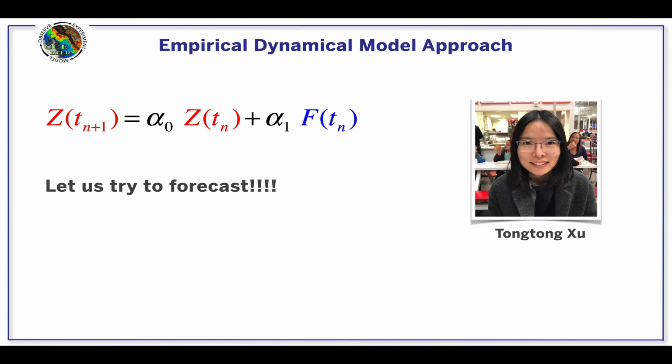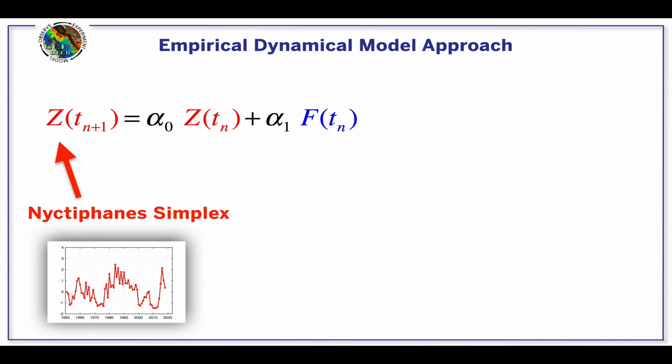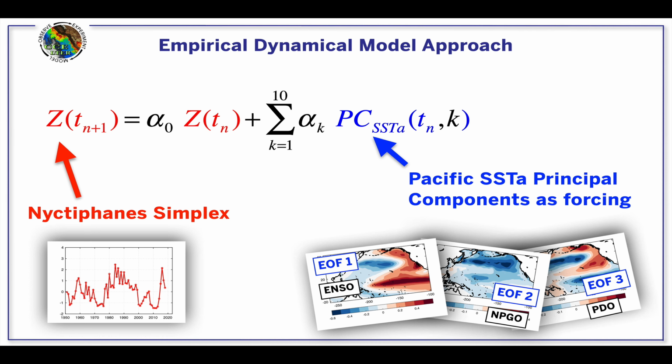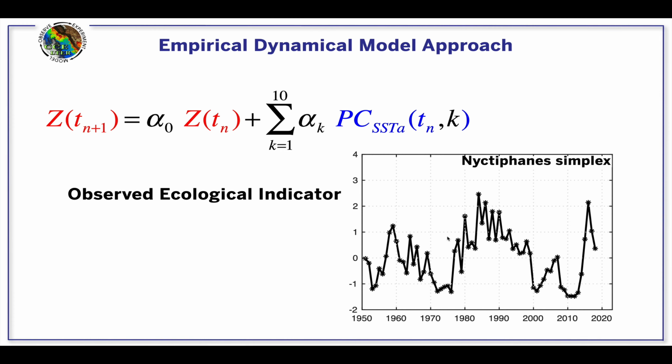So let us try to use these empirical dynamics to forecast the zooplankton, and here I want to acknowledge work by Tong, who performed this calculation. So here we have the zooplankton data. For the forcing term, we're going to assume that it's captured by the climate variability of Pacific sea surface temperature anomaly, which we will reduce into principal components associated with the dominant Pacific scale EOFs shown here, which capture the large-scale dynamics such as El Nino, the NPGO, the PDO, and other regional scale variability that are contained in the higher order EOFs.